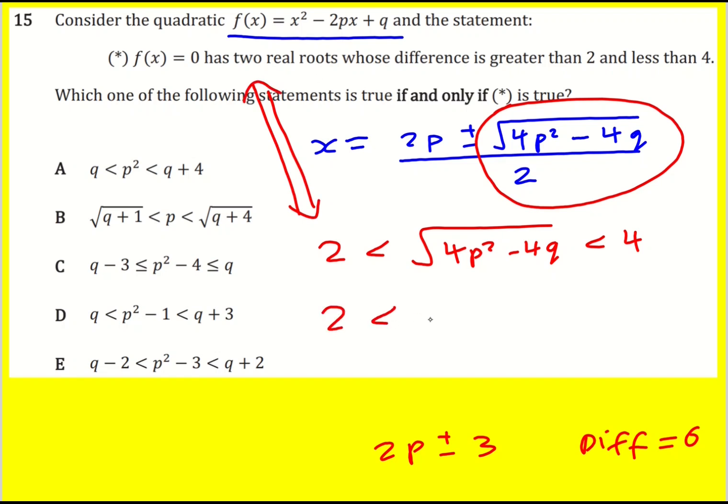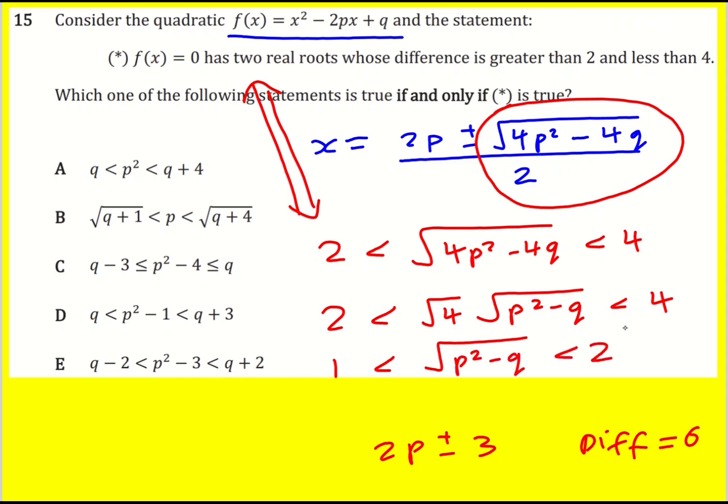What I can do now is factorize out that square root of 4. So it'll be square root of 4 times the square root of p squared minus q less than 4. The square root of 4 is 2, so I can just divide through by 2. 1 is less than the square root of p squared minus q less than 2. Okay, now it's just a case of trying to get it in one of the forms shown in the answers. There's only one which involves square roots, and that does not look correct, so I'm going to just cross that one out.